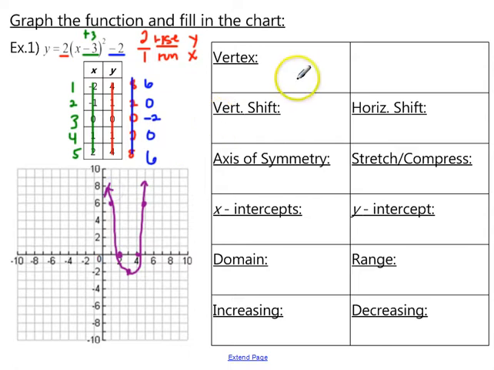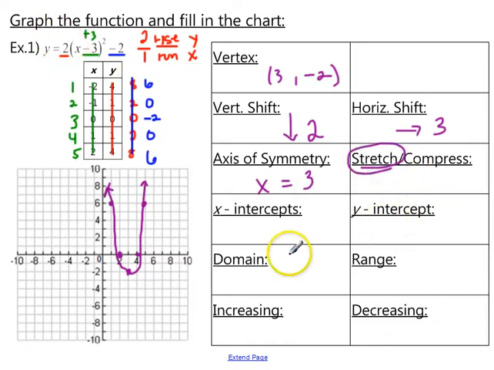Then let's go ahead and fill in our chart. Our vertex is 3, negative 2. We had a vertical shift down 2, a horizontal shift to the right 3. Our axis of symmetry is x equals 3. Since a is greater than 1, it's a vertical stretch.